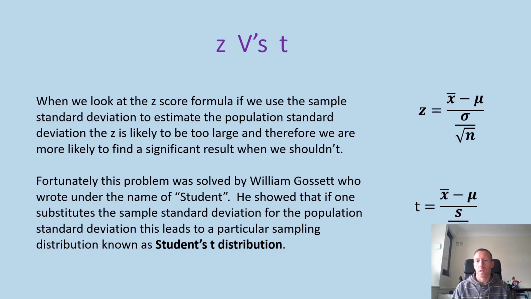This problem of what happens if we've used the sample standard deviation rather than the population standard deviation was solved by someone called William Gosset, who wrote under the name of Student because he worked for the Guinness Brewery and they wouldn't let him publish under his own name. This was a long time ago, I think 1908. He showed that if you substitute the sample standard deviation for the population standard deviation, this leads to a particular sampling distribution known as the t distribution. So this guy's done the work for us. He's basically done loads of resampling and used the sample standard deviation rather than the population standard deviation, and he's looked at how that changes the shape of the standard normal distribution.